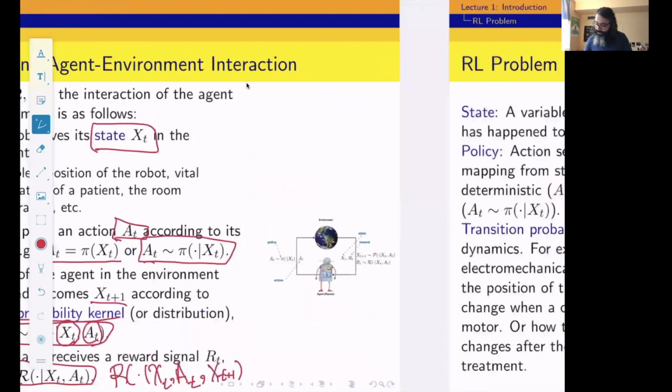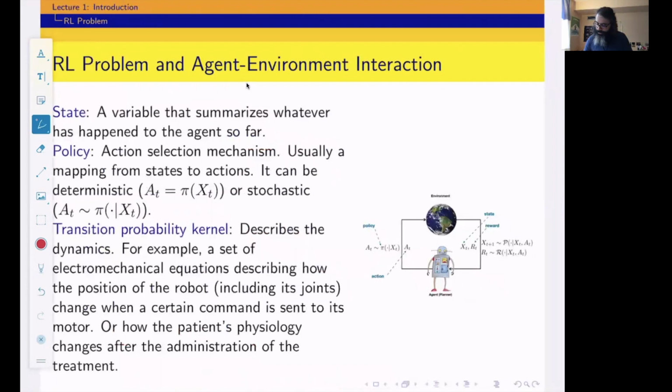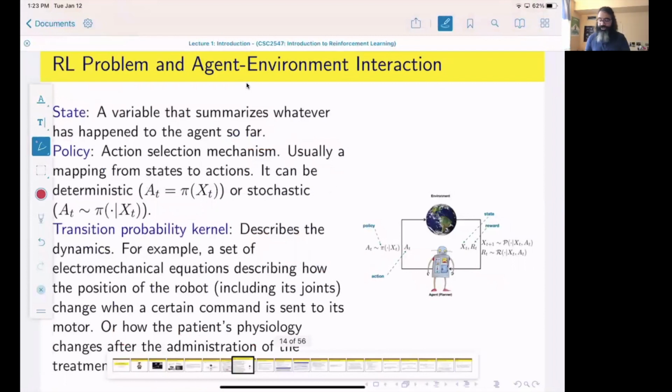Okay, so let's see. State, as I mentioned, is a variable that summarizes whatever has happened to the agent so far. Policy is the action selection mechanism. It's a mapping from states to actions. It can be deterministic in this case, or it can be stochastic. And then the transition probability kernel or distribution describes the dynamics. So for example, for a robot, it would be a set of electromechanical equations that describes the position of the robot, or for a patient, it's the dynamics of their body. It's a very complex dynamics. It is not easy to describe by a set of equations, but there is some mechanism or dynamics, and that's what the transition probability kernel basically describes.